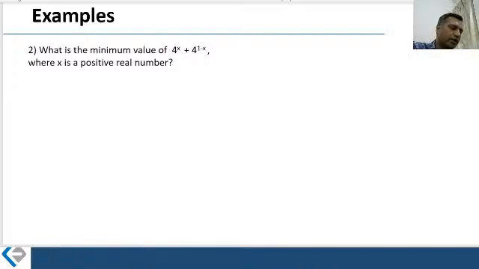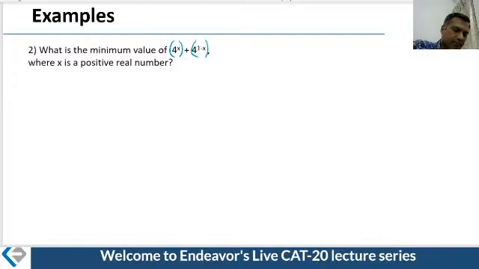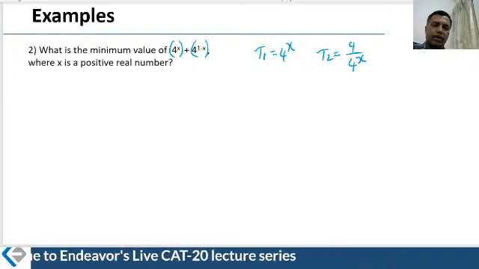Yeah, good. You might have sorted by now. It doesn't take much time. There are two terms here: this is the first term and you have the second term. So you may say my first term is 4 power x, and my second term is 4 divided by 4 power x. By the law of indices, what is 4 raised to power 1 minus x? It is 4 divided by 4 power x.